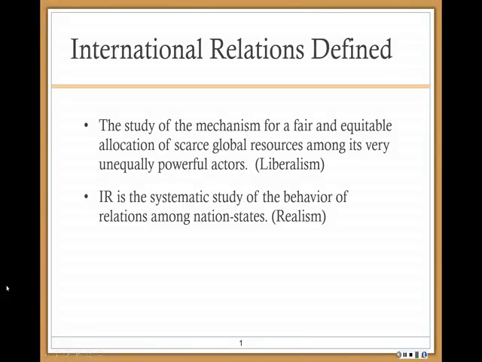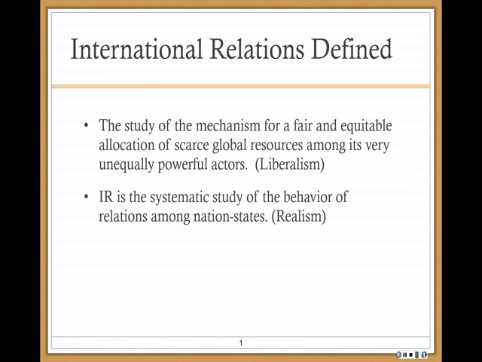Okay, this is a lecture to introduce you to the major theories of international relations. Even though the Intro to International Relations course is not a prerequisite to taking the human rights course, it's still important to understand the major theories of IR.